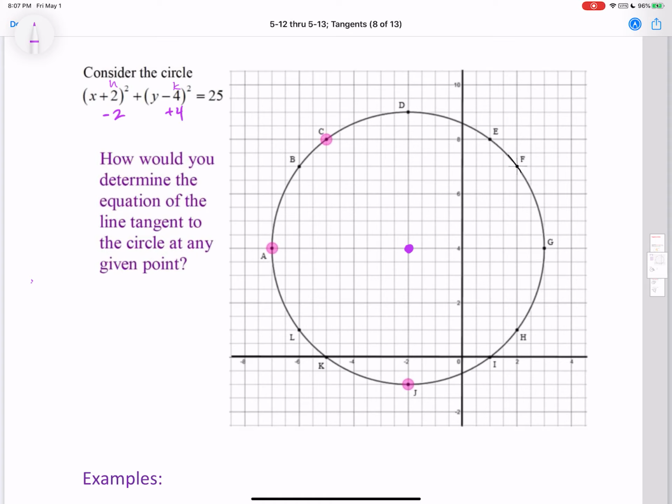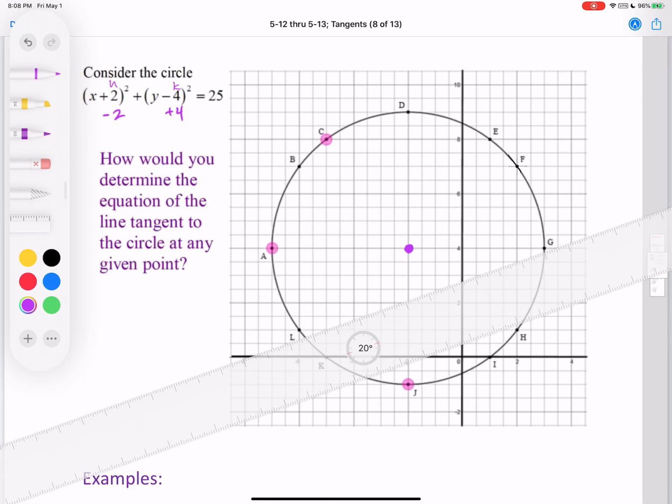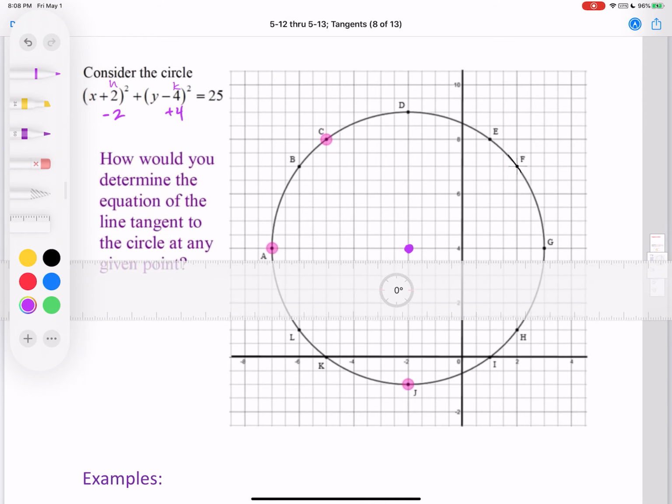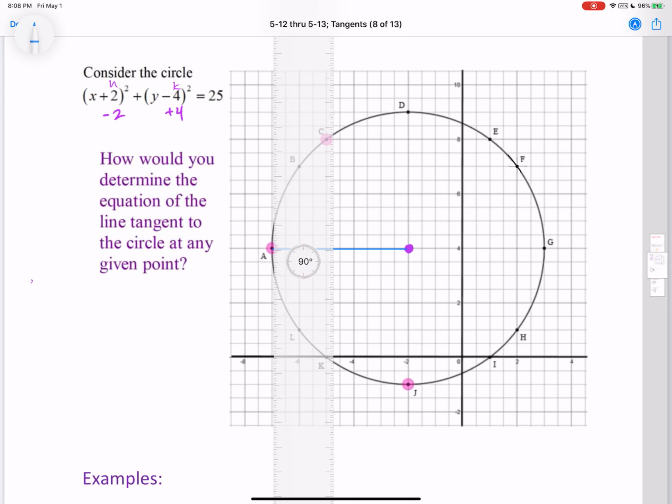Now I'm going to be looking for the equation of the lines going through points C, A, and J. I'm going to do A and J first, and there's a reason why. I want to figure out a line that is tangent to the circle and goes through point A. From the theorem that we just read, we know that it is going to be perpendicular to the radius, through the point of tangency. And in this case, it's going to be point A.